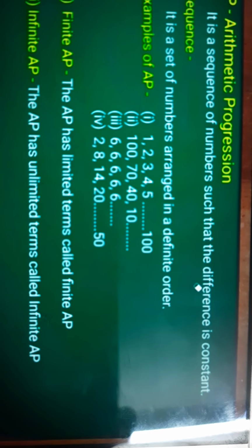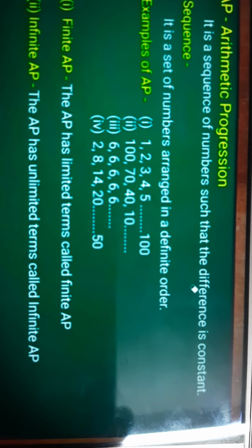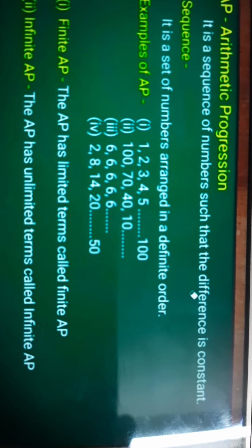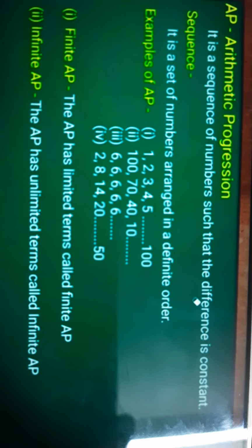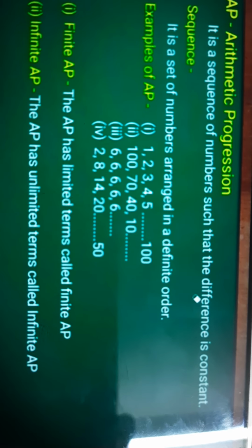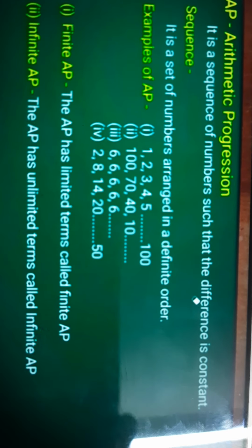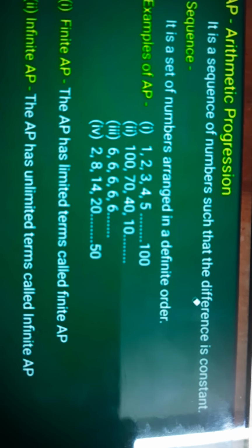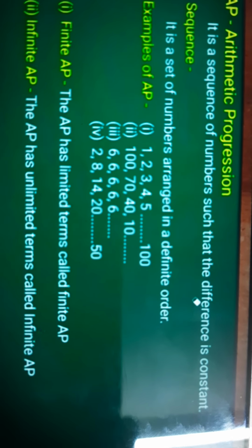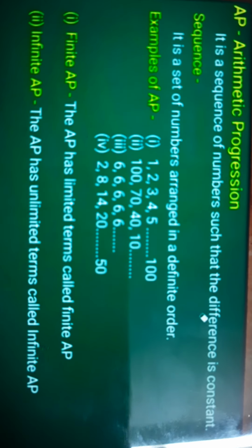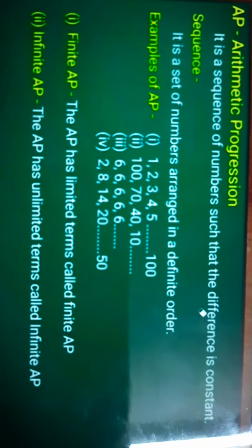Then third example: 6, 6, 6, 6, 6. Again, last term is not there. In the fourth example: 2, 8, 14, 20, and so on up to 50. Last term is there. So the first example and fourth example represent the finite AP, and the second and third examples represent the infinite AP, right? So these are the examples of AP.